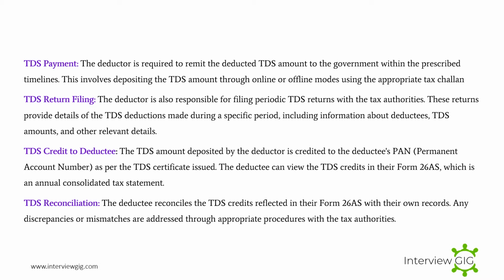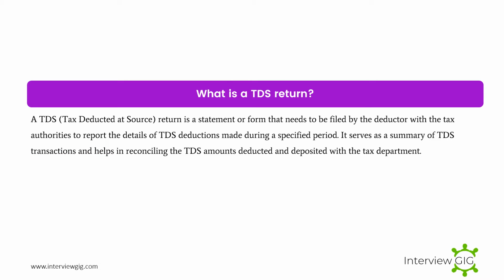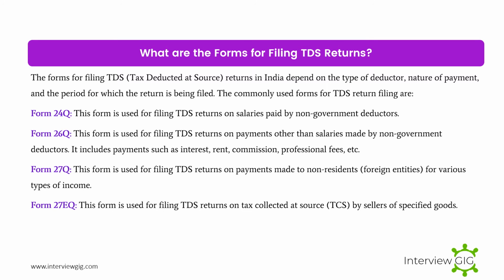authorities. What is a TDS return? A TDS, tax deducted at source, return is a statement or form that needs to be filed by the deductor with the tax authorities to report the details of TDS deductions made during a specified period. It serves as a summary of TDS transactions and helps in reconciling the TDS amounts deducted and deposited with the tax department.